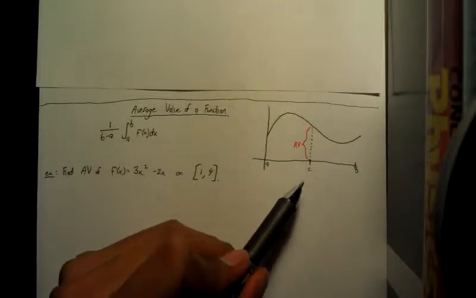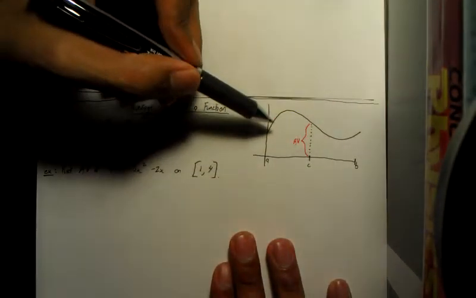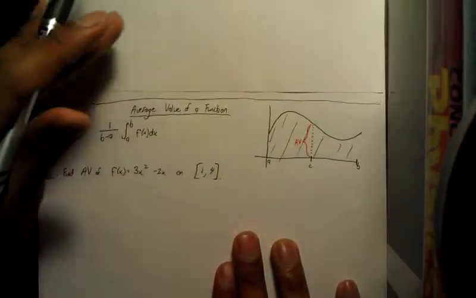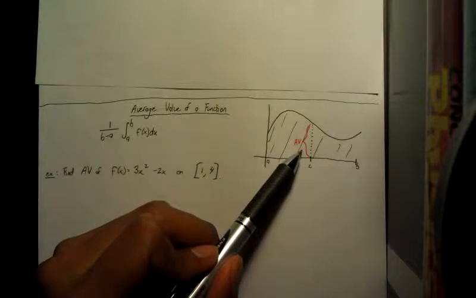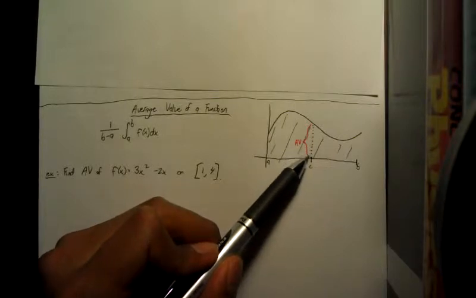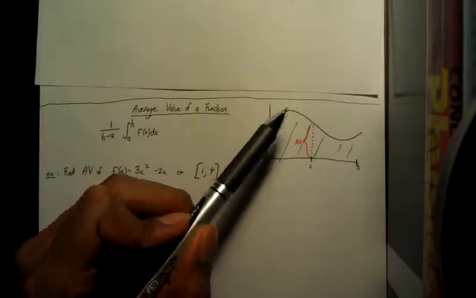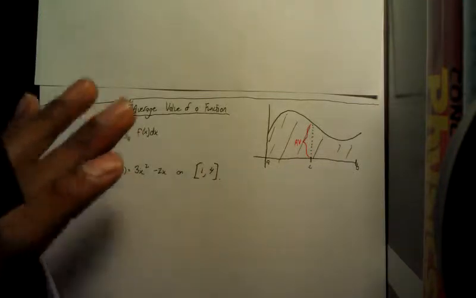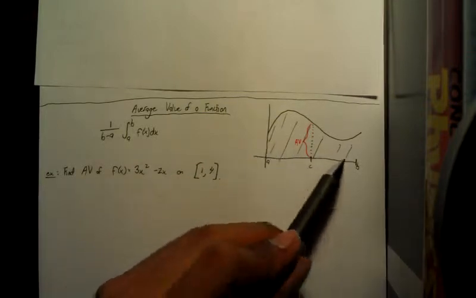If you're given a function from a to b and you've got this area under it, the average value is going to be the y value that corresponds to the average of the highest area and the lowest areas. So it's going to be that area that's right in the middle of the whole area from A to B.